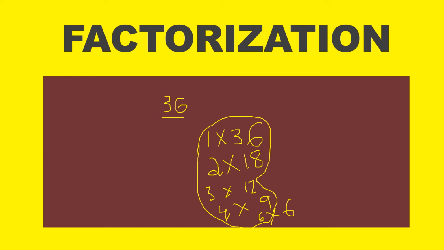These are the numbers. 6 I have got 2 times, so I have written only one. I have taken it here once. So, I can express this number 36 as a product of two numbers. These numbers are called factors.